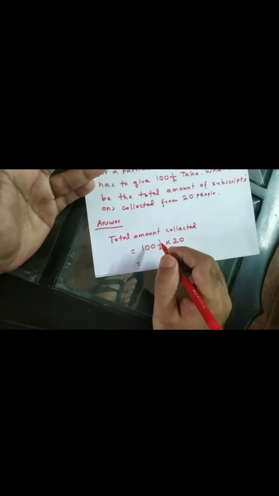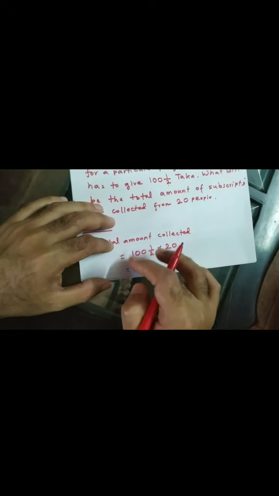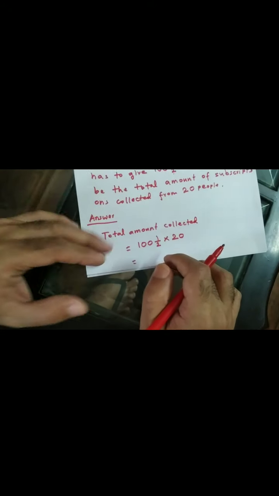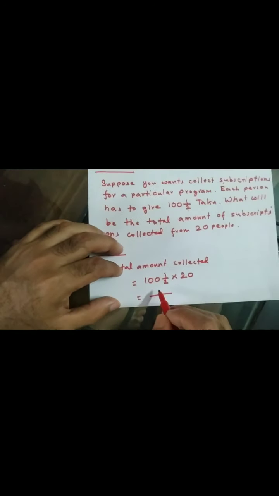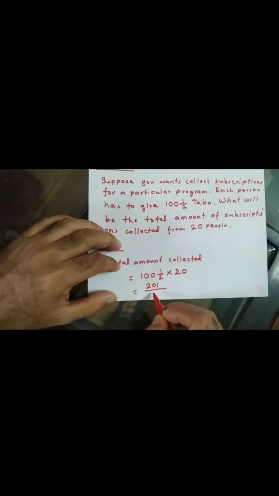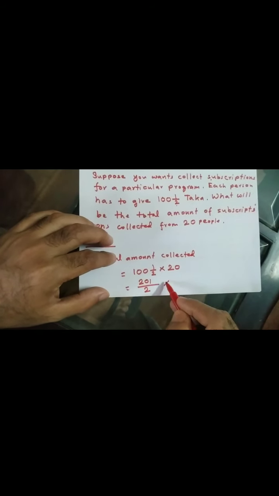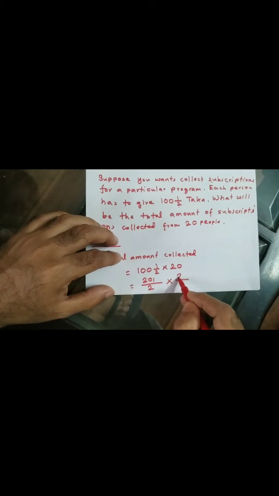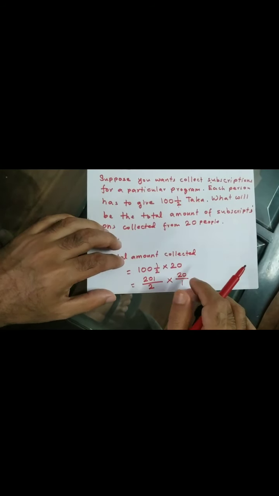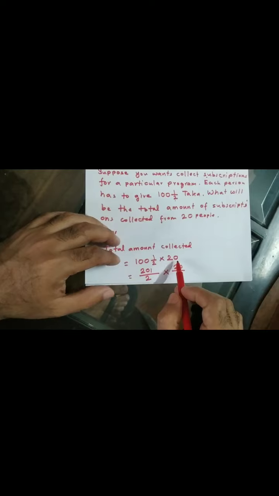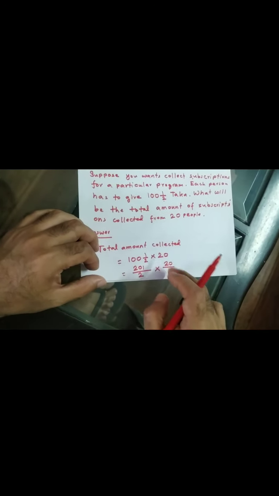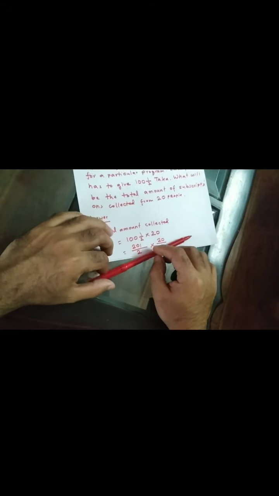So similar to the previous problem, we have to at first convert the first number into an improper fraction. So 100 into 2 gives me how much? 200. 200 plus 1 gives me how much? 201 divided by 2. Now this will be multiplied by 20 by 1. Why 20 by 1? Because beneath 20 there is nothing. Since there is nothing, we can always assume that beneath 20 there is 1 as the denominator. Now look, here I can cancel a common factor of 2 between 2 and 20 in this direction.